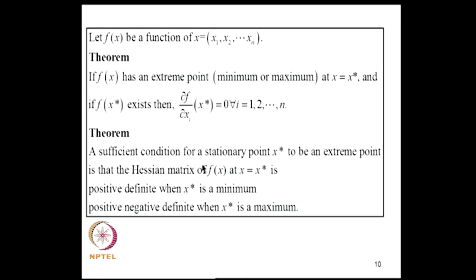Then a sufficient condition for a stationary point x star to be an extreme point is that the Hessian matrix of f of x at x equal to x star is positive definite when x star is a minimum, negative definite when x star is a maximum. That means, when you consider the Hessian matrix of f of x, it is positive definite when x star is a minimum, and negative definite when x star is a maximum.